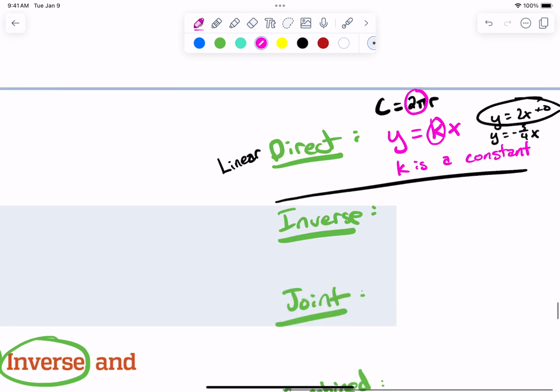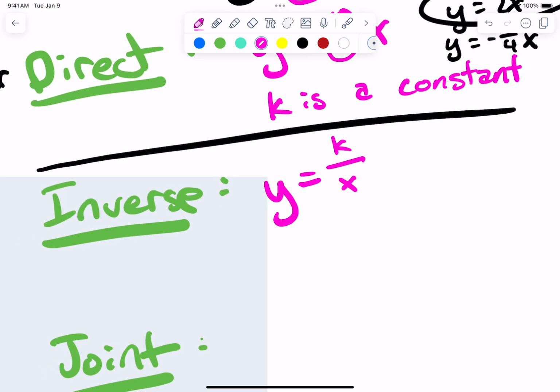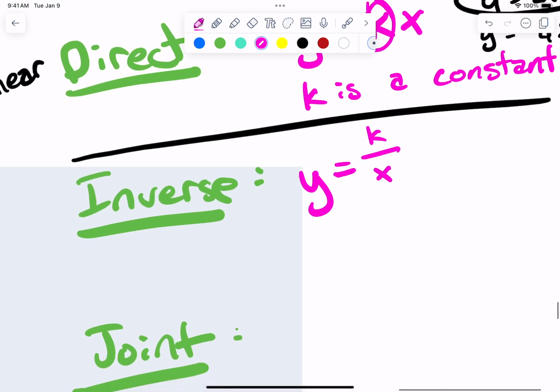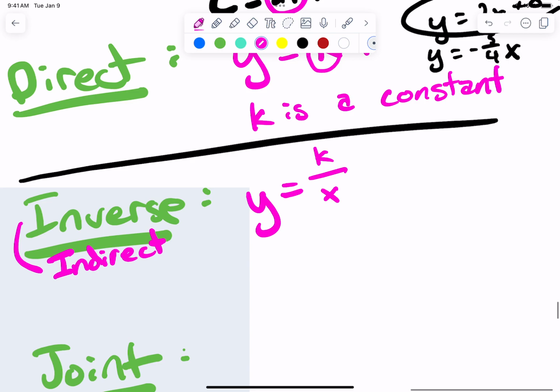All right, inverse looks like y equals k over x. That's inverse variation. They sometimes will call this, also write this down, indirect. Okay, they have direct and indirect. Indirect and inverse, they sometimes use those interchangeably. Those mean the same thing. But basically, this is an inverse relationship.